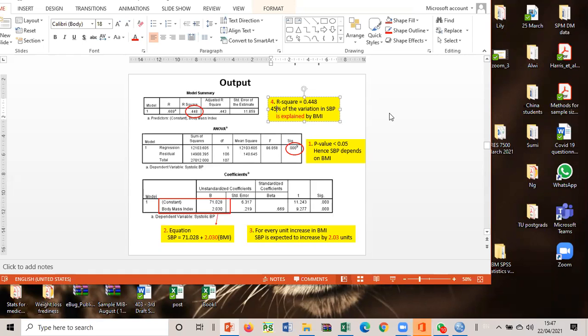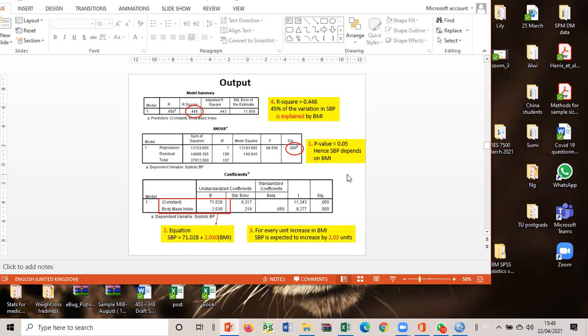So what happened to the 55%? Nakita, what happened to the 55%? It's affected by other factors. It is contributed by other factors which are not in this model, in this study. Is 45% enough? Only the researchers can decide. The BMI alone can explain 45%, not more than that.